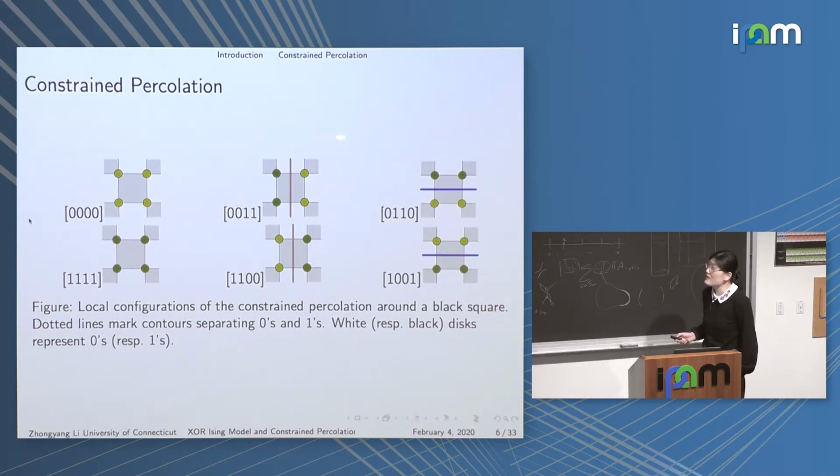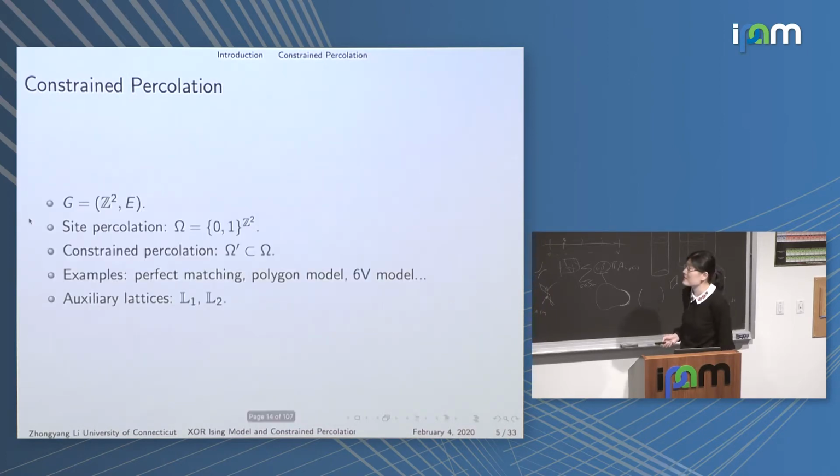Or we use a vertical line to divide each black face into 2 parts, the left part and the right part. In the left part, the 2 vertices have the same configuration, and in the right part, the 2 vertices have the same configuration. Or we use a horizontal line to divide the black face into two parts: the two vertices above have the same configuration, and the two vertices below have the same configuration. So these are all the 6 allowed configurations among the 16 possible configurations.